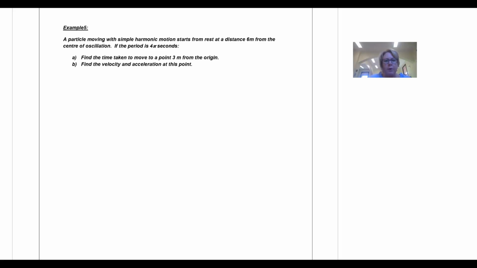Okay, example 5, I'm going to highlight information from the question. A particle moving in simple harmonic motion starts at rest. So this word rest and start says that t equals 0 and v equals 0 and the distance is 6 meters. Now because v is 0, it's happening at the top, so I know that not only is x 6, but a in my formula is 6.